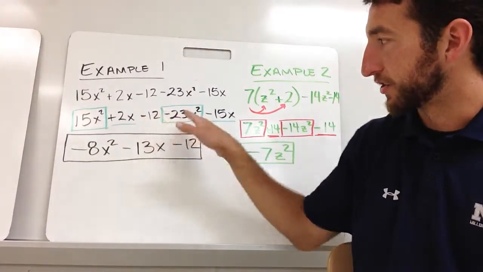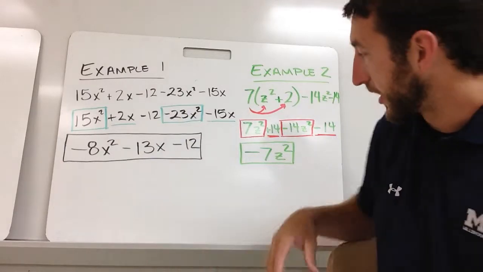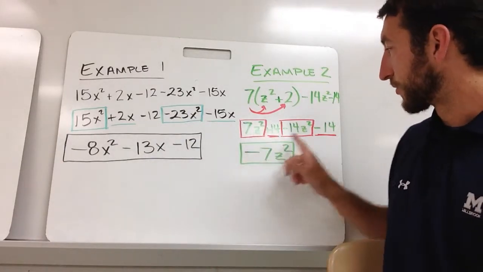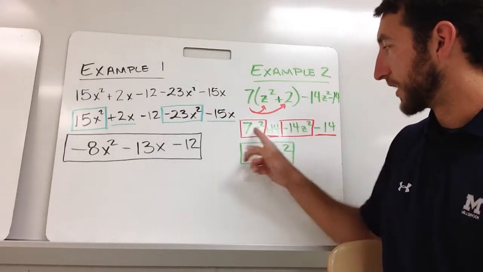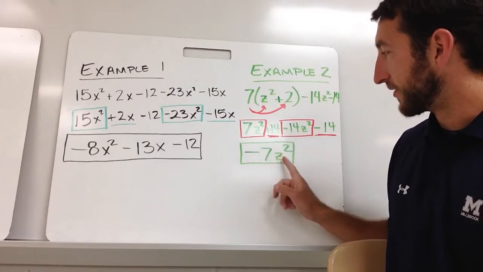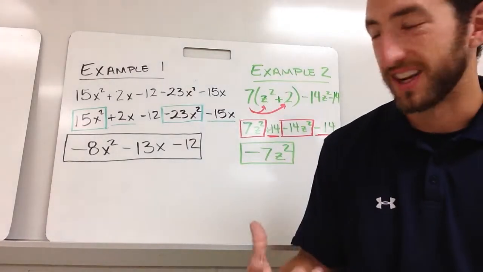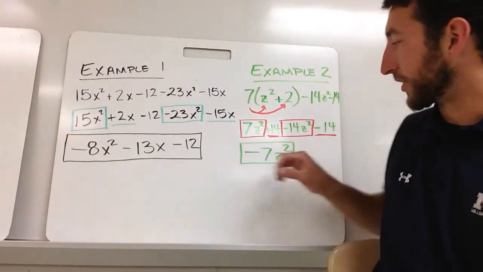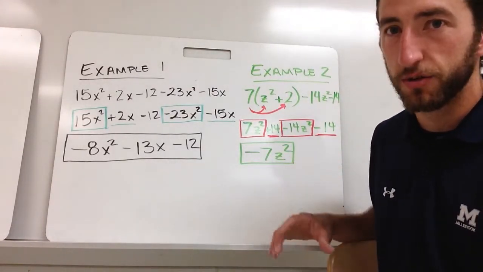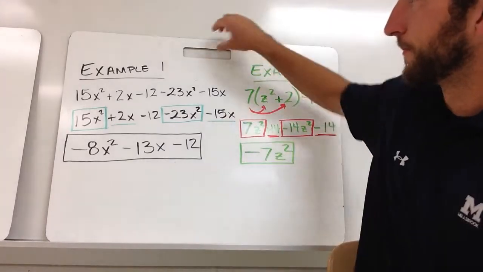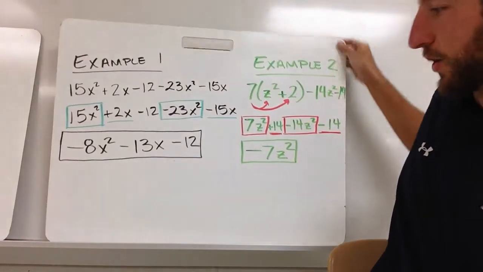Now I do my same strategy of boxing, underlining, circling, all that kind of stuff. I know I've got my z squared terms, and I'm going to combine those two. That makes a negative 7z squared. And I've got positive 14 and a negative 14. Combine those and I get 0. I could write plus 0 if you wanted to, but you can leave it off as well. All right, now let's talk about evaluating expressions.